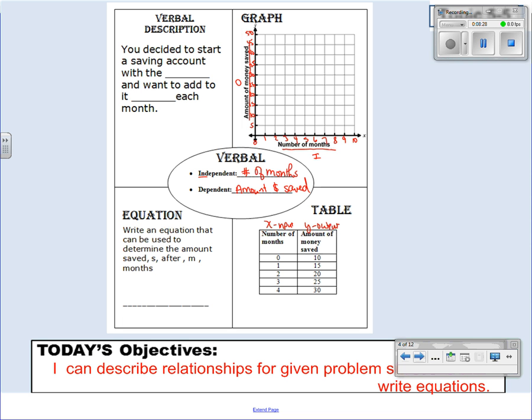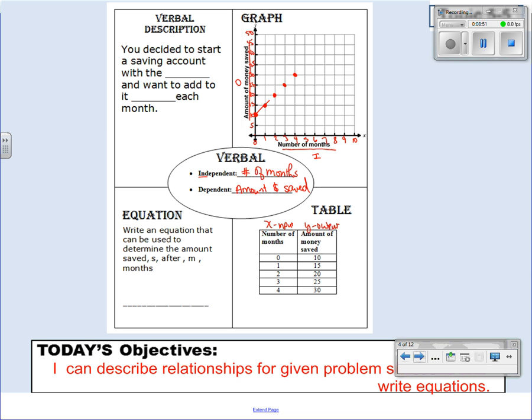So when our number of months is 0, that's our x. The amount of money saved was 10. So x equals 0, y equals 10. Here's our first point. After 1 month, we have $15. After 2 months, we have $20. After 3 months, we have $25. And after 4 months, we have $30.